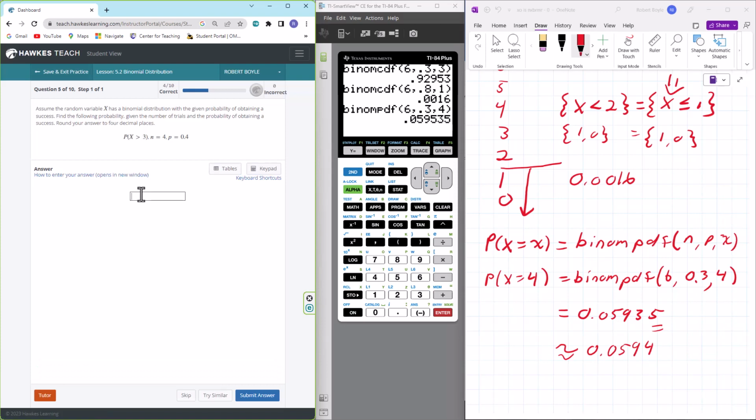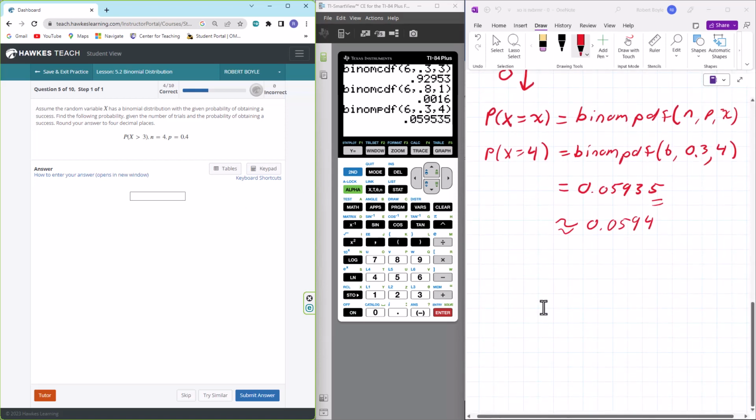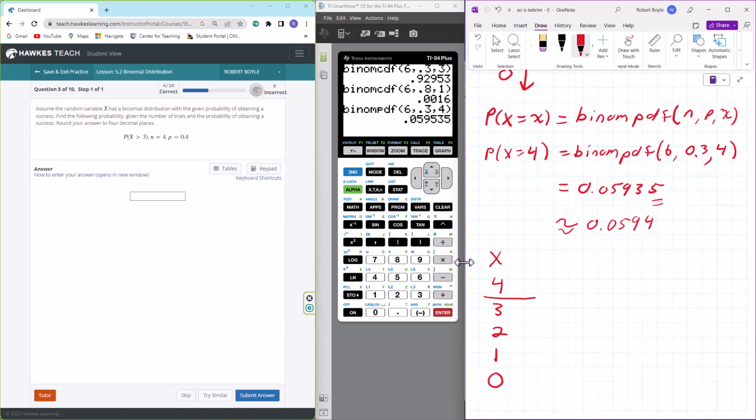Assume that the random variable x has a binomial distribution with the given probability. Okay, we read all that before. We want to compute the probability that x is greater than 3, where we have 4 trials and p is equal to 0.4. Okay, so x can take on the values 4, 3, 2, 1, and 0. There's only 4 trials. These are the possible outcomes. The event of x being greater than 3 is this value right here. So there's 2 ways that we can compute this. One is the probability that x is strictly greater than 3 is equal to the probability that x is equal to 4.